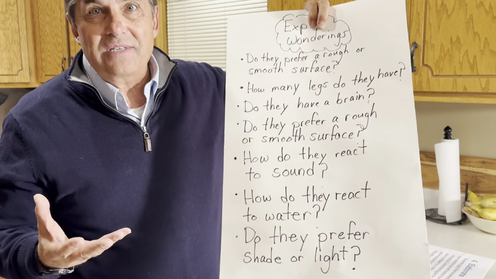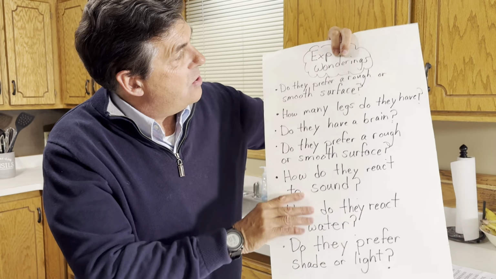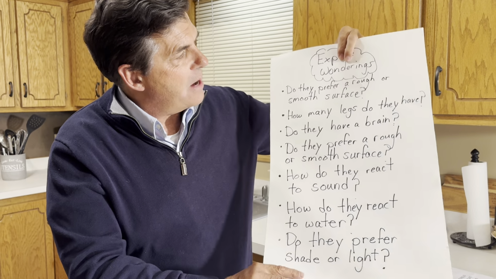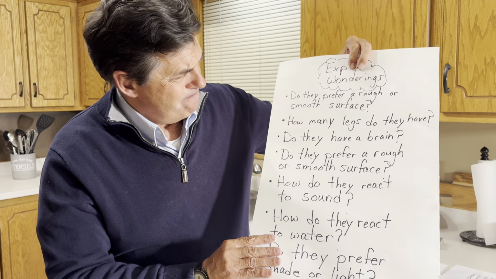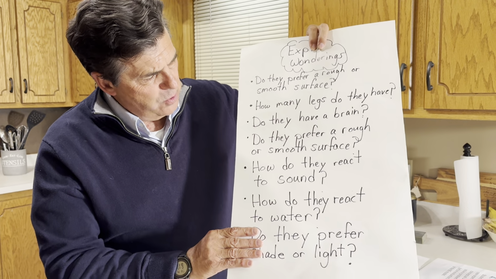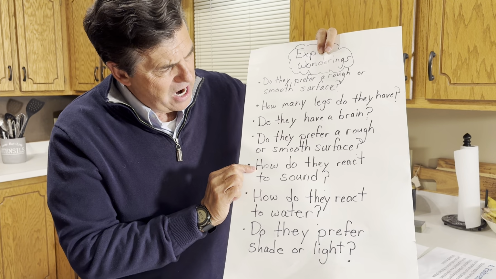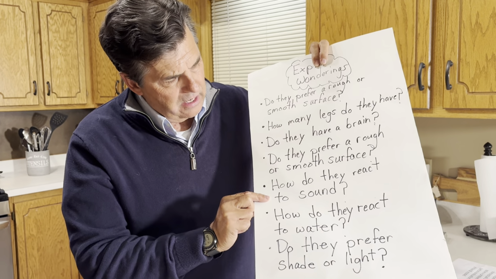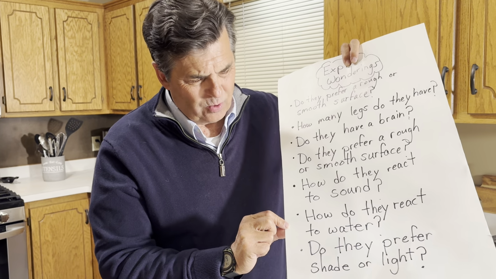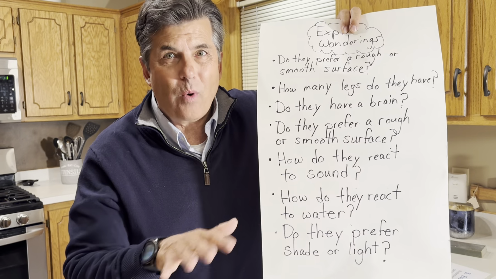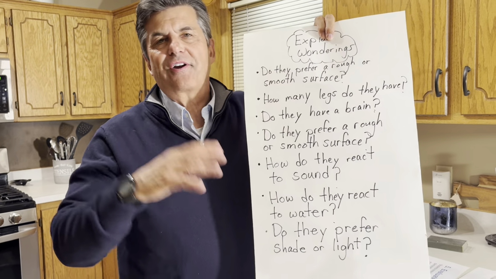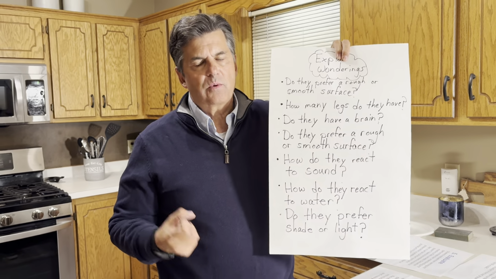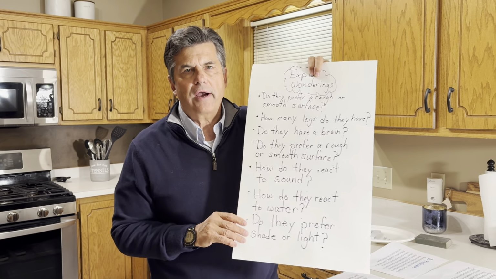I've had students ask, when we were discussing this, do they prefer a rough or smooth surface? How many legs do they have? Do they have a brain? How do they react to sound? How do they react to water if they're on a kind of wet, moist area? Do they prefer shade or light? So you're going to have a whole bunch of wonderings, which is awesome, that students are going to share out.